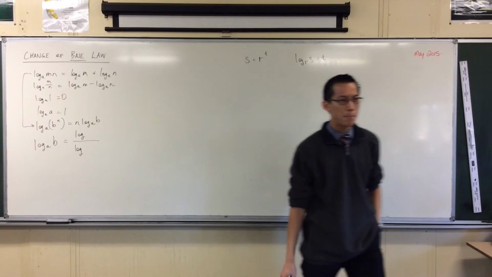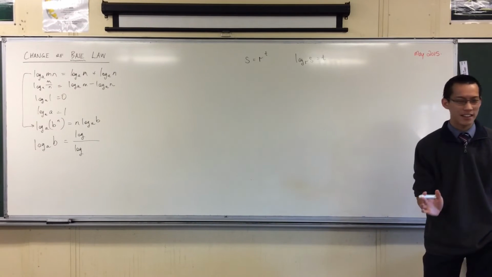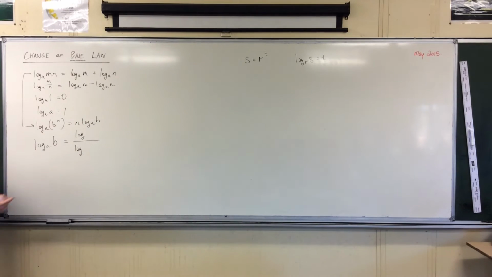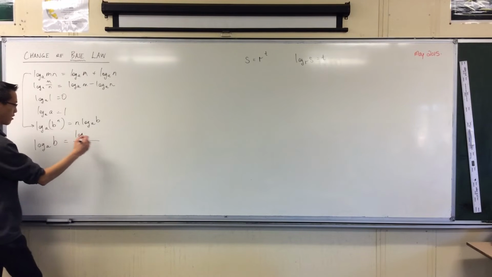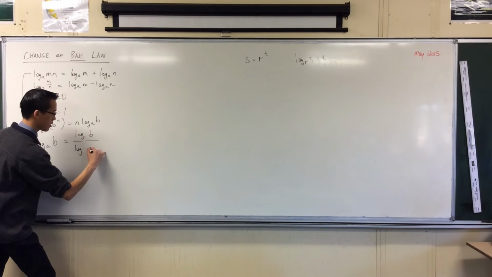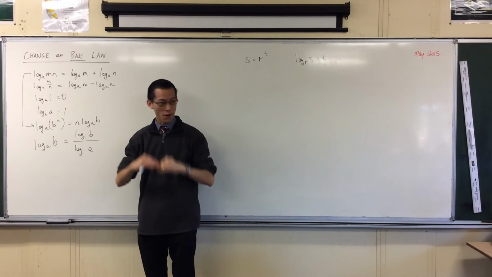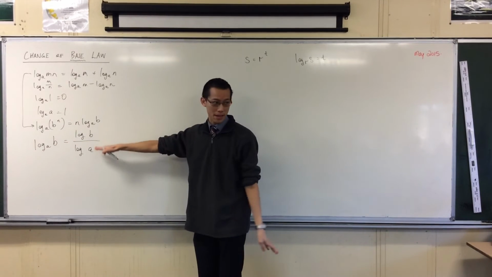Who remembers it? Anyone? Somebody hasn't said anything yet. Yeah, Josh, you have a go? Log B over log A. Okay, all right, so you've got the B at the top and the A at the bottom. So that's how you remember the position of the B and the A.